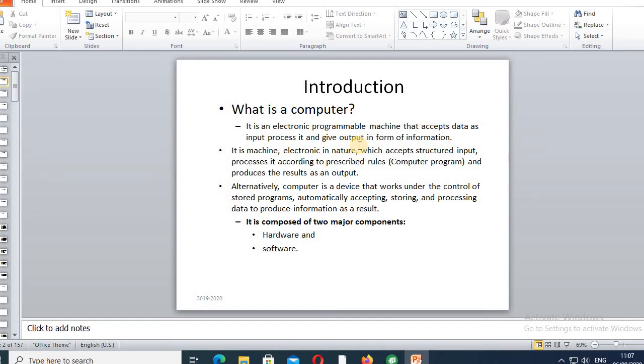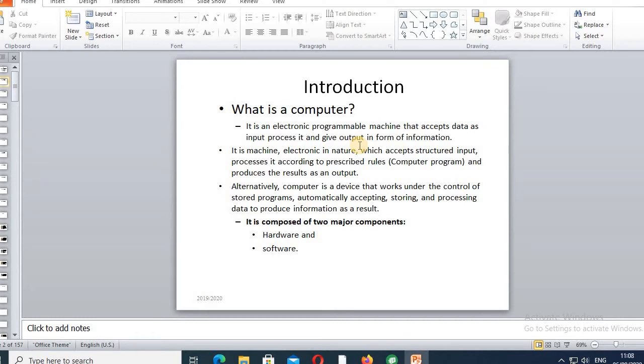A computer is composed of two major components: hardware and software. What is hardware? Hardware is the physical components of a computer. When we say physical, in other words, we can touch it. I can touch my phone, my monitor, my keyboard, my system unit, my mouse. So those are hardware, and we have external and internal hardware.